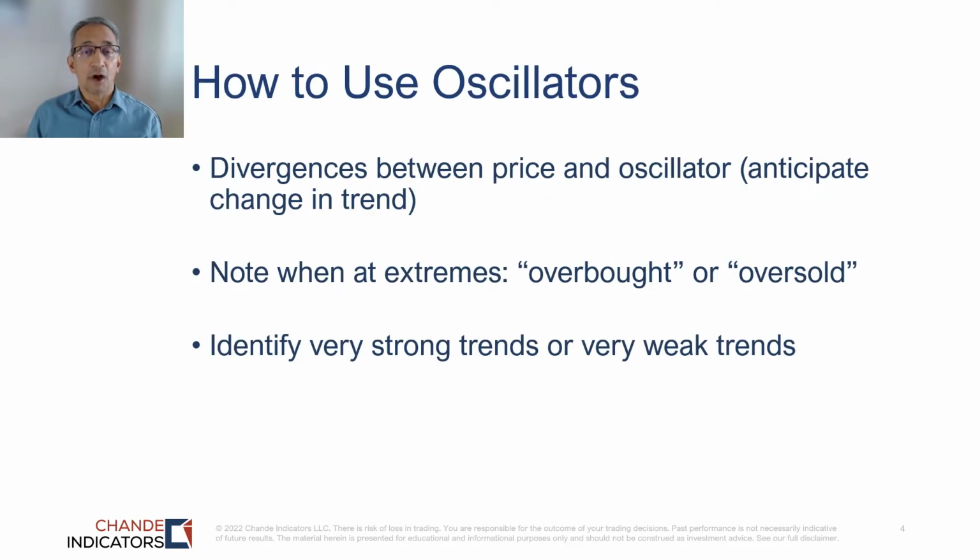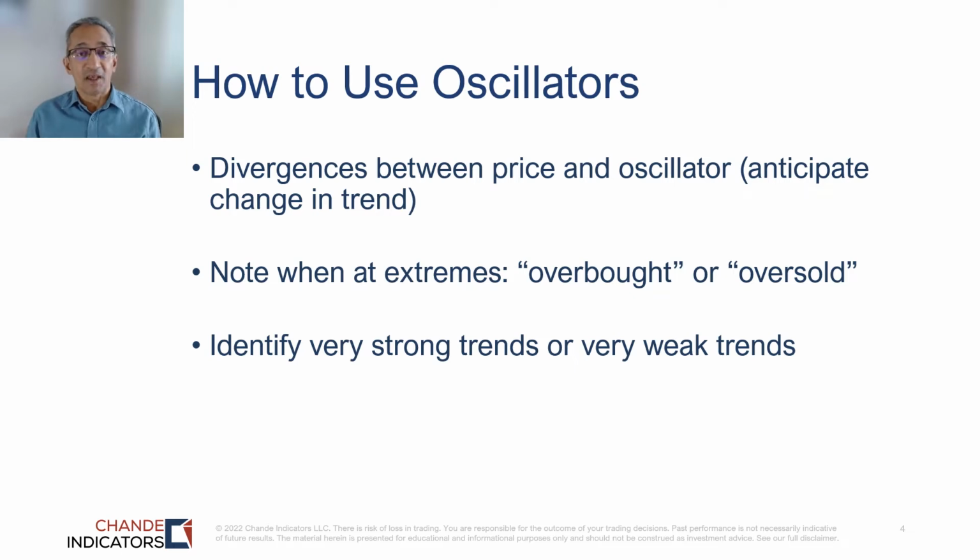Here are the three common uses for oscillators. First, people look for divergences, that is difference in how the prices are behaving versus how the oscillator is behaving in order to anticipate a trend change. Second, they look to see when the oscillator has reached an extreme, and then we say it's overbought if there's been too much buying, that is prices have moved up a lot, or it's oversold, which means prices have moved down a lot. And just that might cause them to reverse. And thirdly, we can also use them to identify very strong or very weak trends.